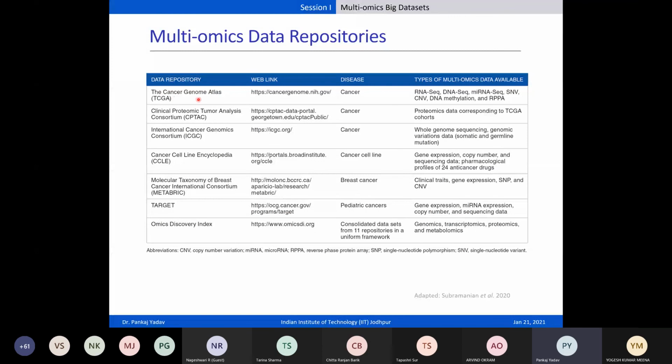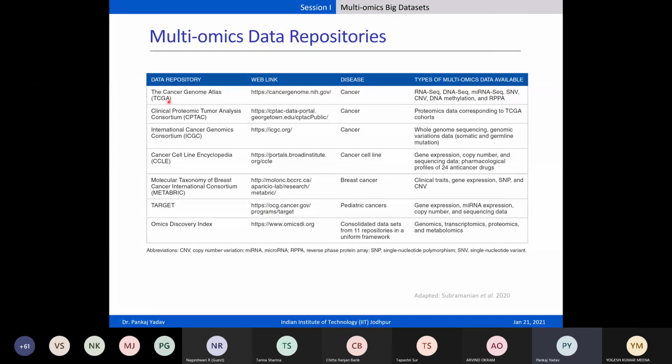So you will find TCGA, as I discussed, on this website, and what kind of data is available is listed here. You can have RNA sequencing, DNA sequencing, miRNA sequencing, polymorphism data, and also now DNA methylation and RPPA data. These are all data that are available from this data repository.